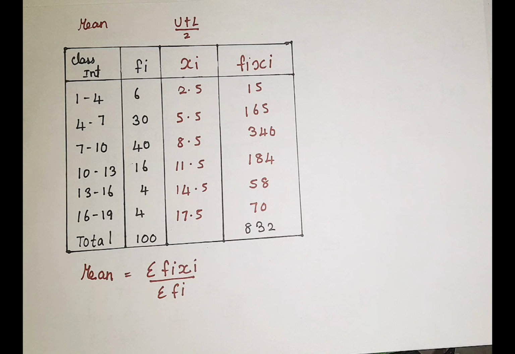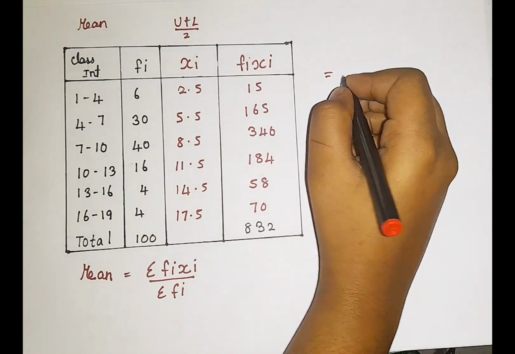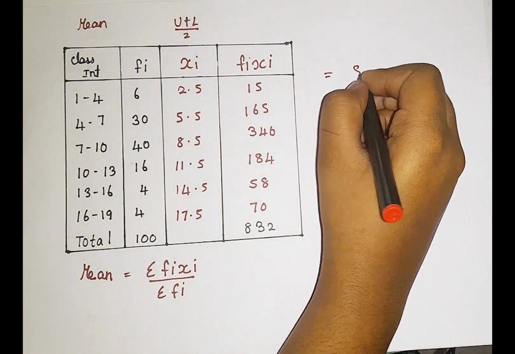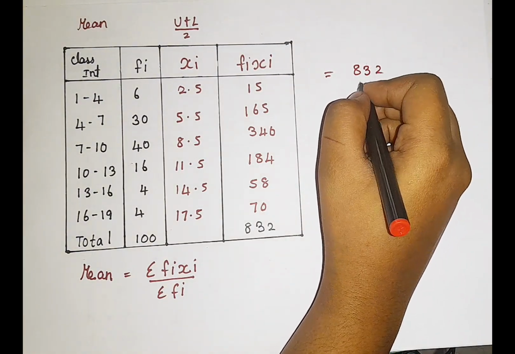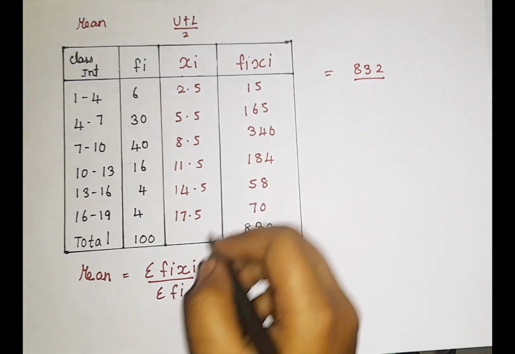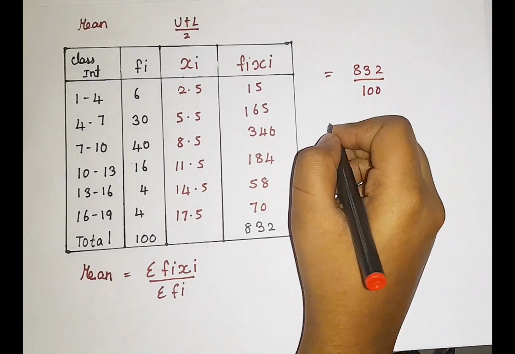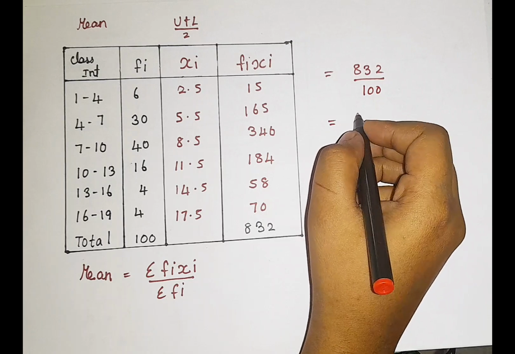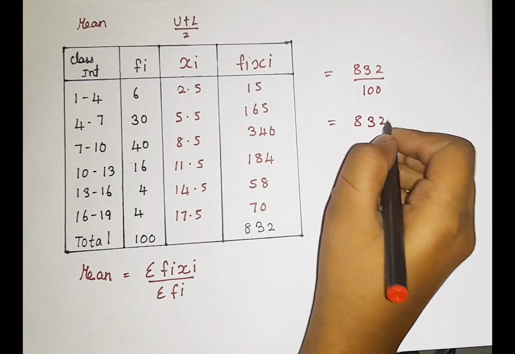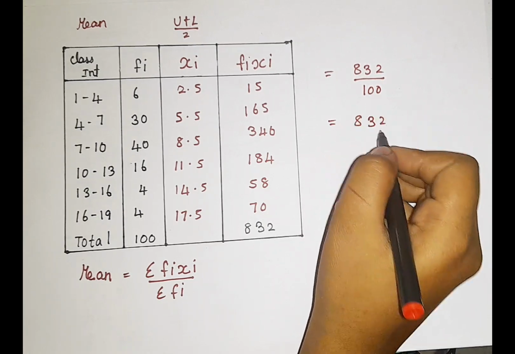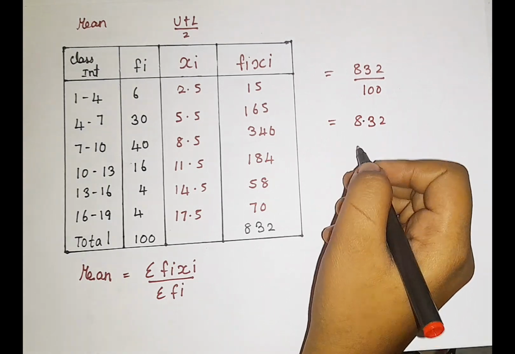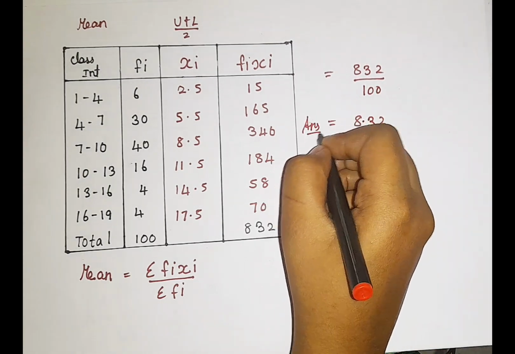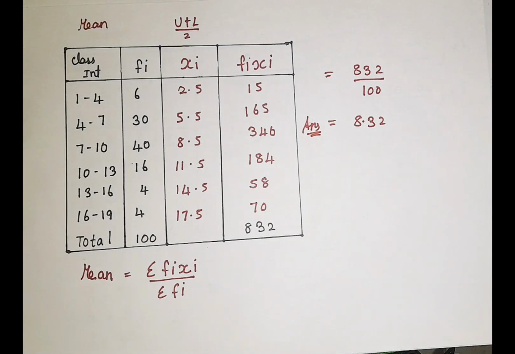Now we can apply these values in the formula, isn't it? So let us apply it. Mean is equal to fi xi value 832 divided by fi value 100, so we can write 832 as it is. Since we have two zeros, the decimal point goes after two digits, so 8.32. This is our answer. It was pretty easy, isn't it?